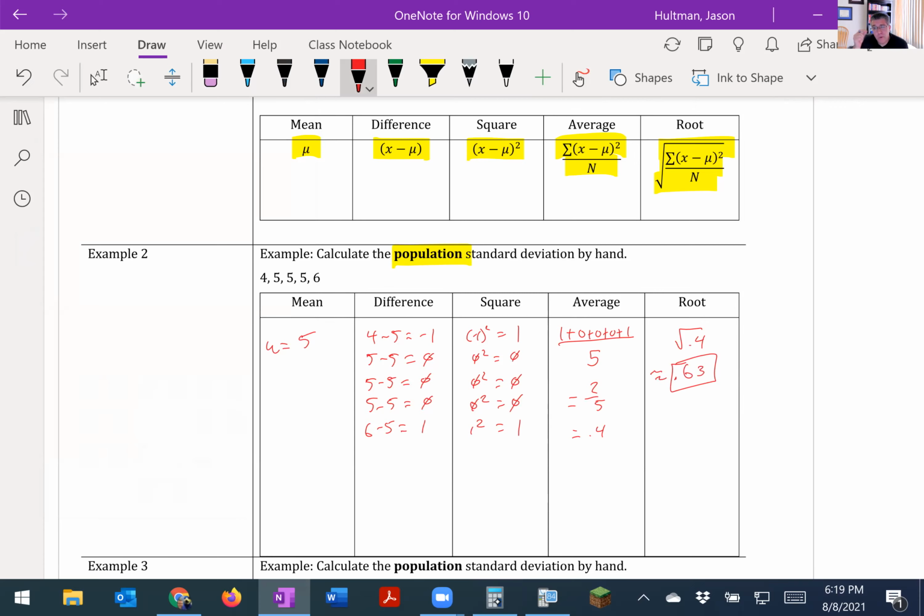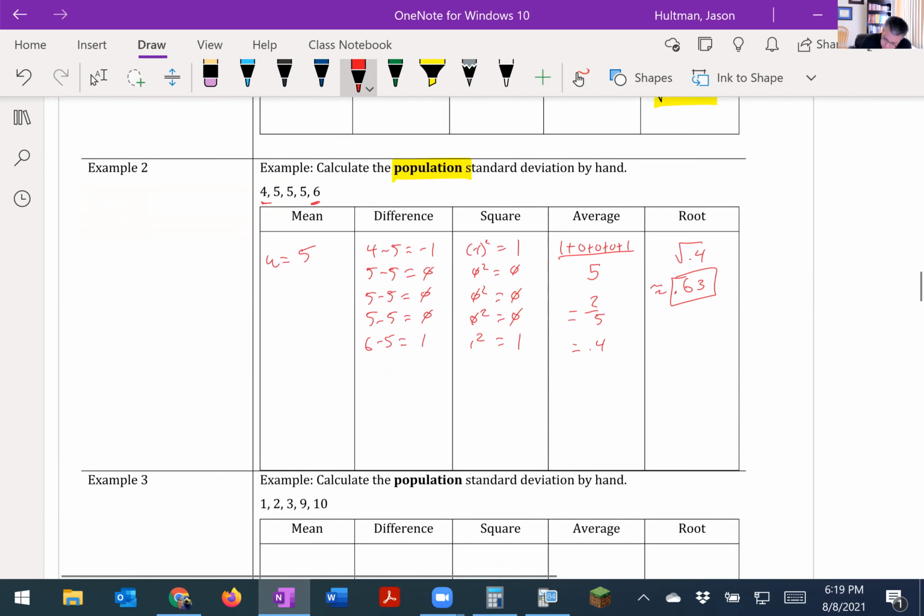So I'm about 0.63, or less than 1, on average away from that mean, which makes sense because I've got 4 and I've got 6, and that's about as far away from the mean as I go. And so on average, we're about 0.63 away because there are some that don't deviate from the mean at all.